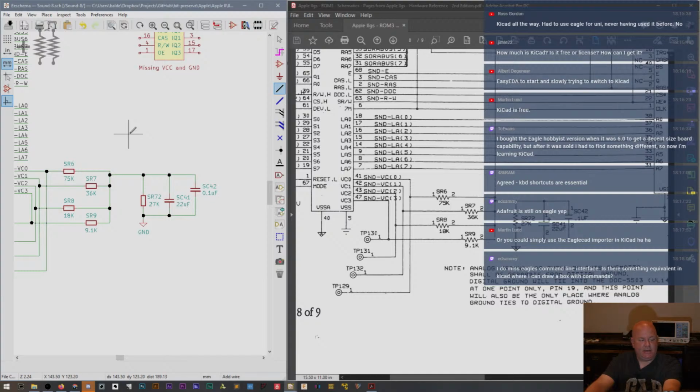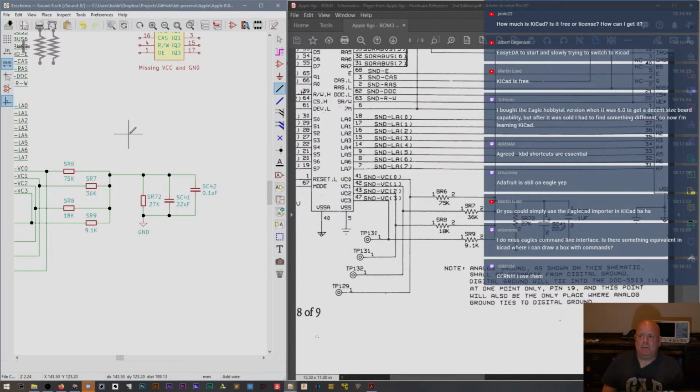So TC Evans, you got Eagle when 6.0. Yep, I did the same thing. I paid for that, whatever that first level of license was. And back then I was happy with it.